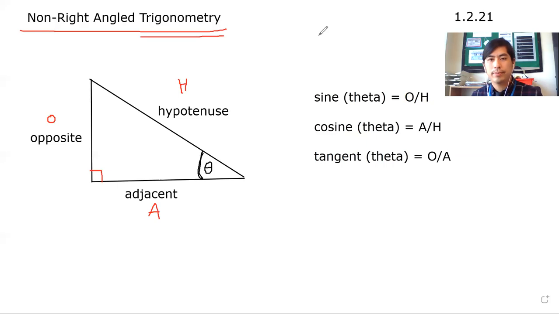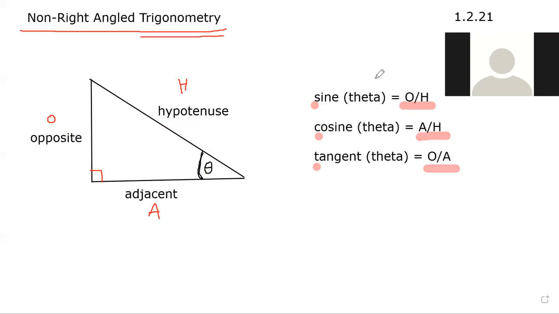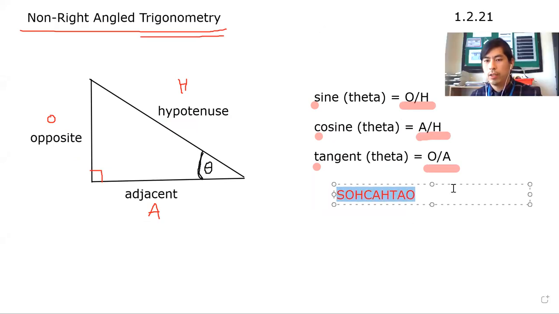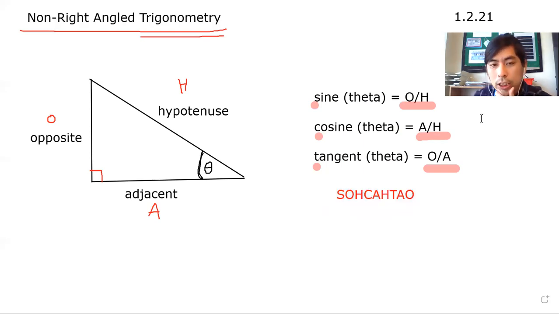So if this is my theta, sine would be this side divided by this side, O divided by H. Cos theta would be A divided by H. Tan theta would be O divided by A. Okay? And we had a little rhyme that helped us. Well, not a rhyme, but a shorthand. SOH CAH TOA. Exactly. Okay, so just a little nonsensical word that helps us remember the three trig ratios.